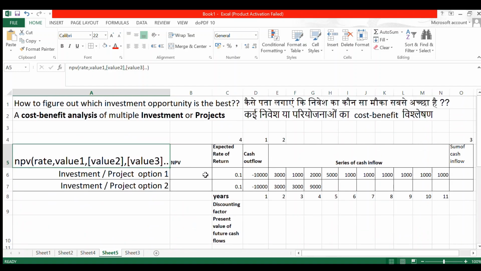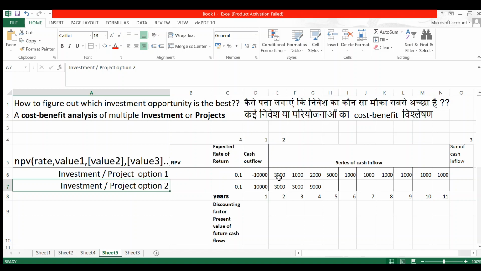Now let us check an example scenario. You have 10,000 rupees with you right now and you want to invest in the available project options or investment options. So you have two options, investment or project option 1 and investment or project option 2. Let us check the cash inflows from project option 1.